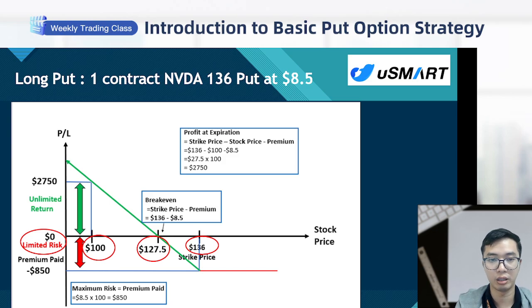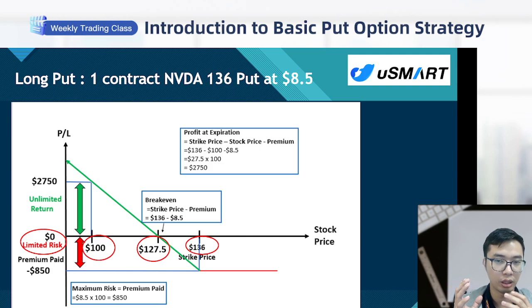We'll explain it again. If you see a long put, one contract of NVIDIA at 136 strike price, put option at $8.5 premium, this is what the risk profile of this contract looks like. First we have to plot this 136 strike price, and then to find the break even we deduct the 8.5 premium, which is 127.5. Then our maximum risk will be the premium we paid.